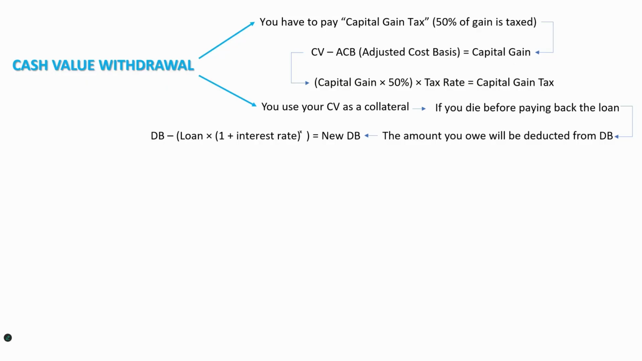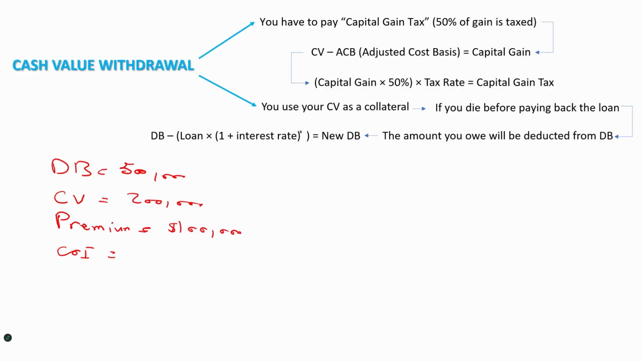Now, let's do an example for withdrawal of universal life as well. Let's say the death benefit is $500,000, right? And then the cash value is $200,000. The premium that they've paid until that time was $100,000. And the cost of insurance of this policy up to that time is $30,000.